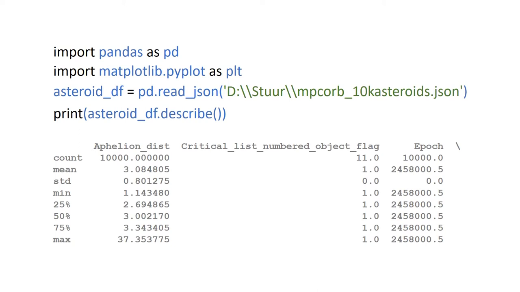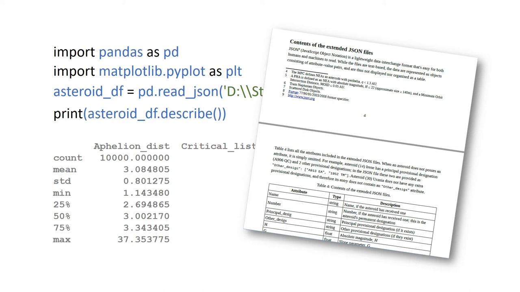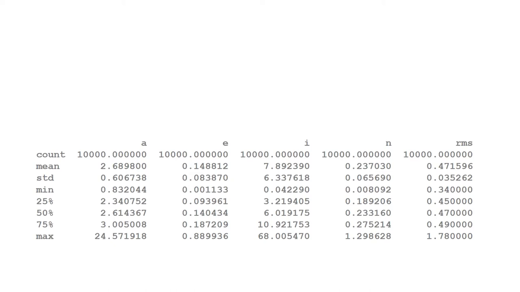But wait a minute. Okay, we can see that the mean aphelion distance of asteroids is 3.0848. But what unit? Well, let's look in the documentation, because the Minor Planet Center has documentation on their data files. So as you can see, it has information on the attribute and the type and the description. So looking through this documentation, you will find that aphelion distance is measured in astronomical units. What is an astronomical unit? It is the average distance between the Earth and the Sun. So that's how we measure things in the solar system. Now, there's more data in that output of describe. For example, we have this information.